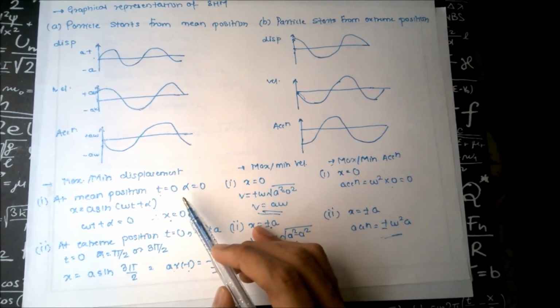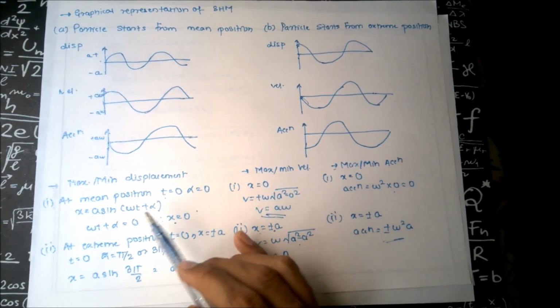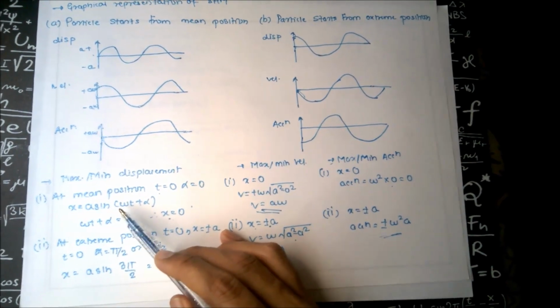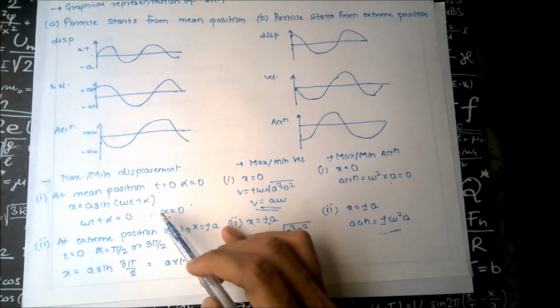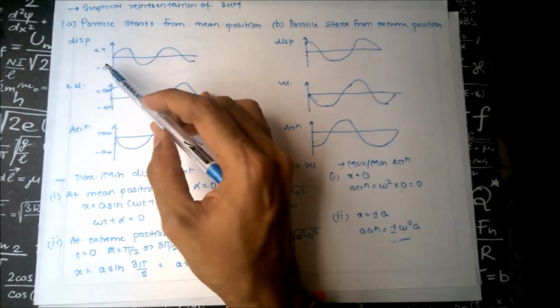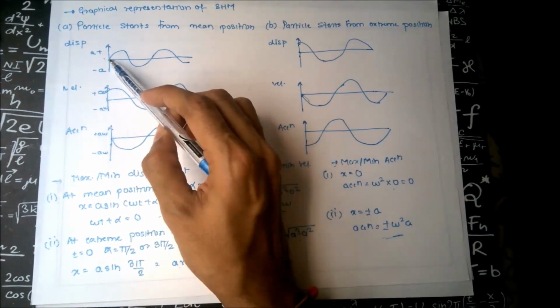So at the mean position, when the time t equals 0, we have alpha equals 0. So for x, we have the equation x equals a sin(omega t plus alpha). Substituting the values, we get the displacement equals 0. So when the particle starts from the mean position, the displacement is first 0.